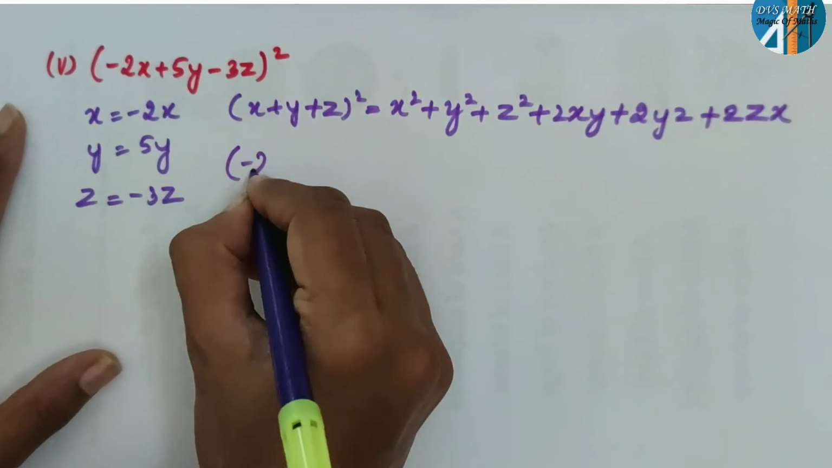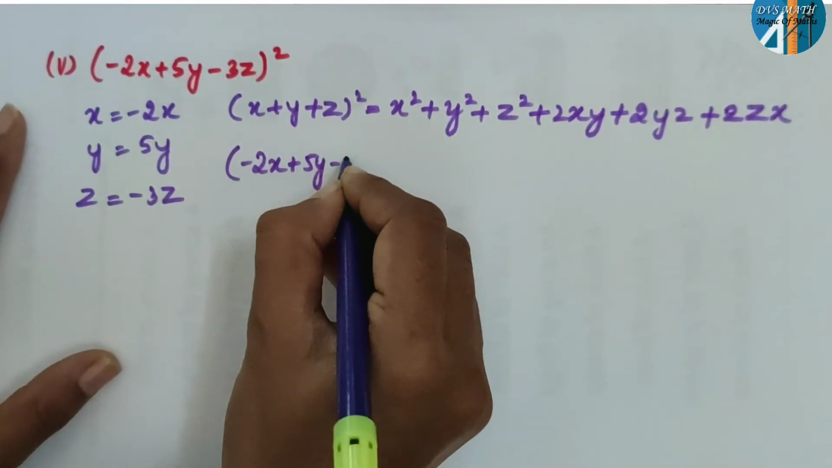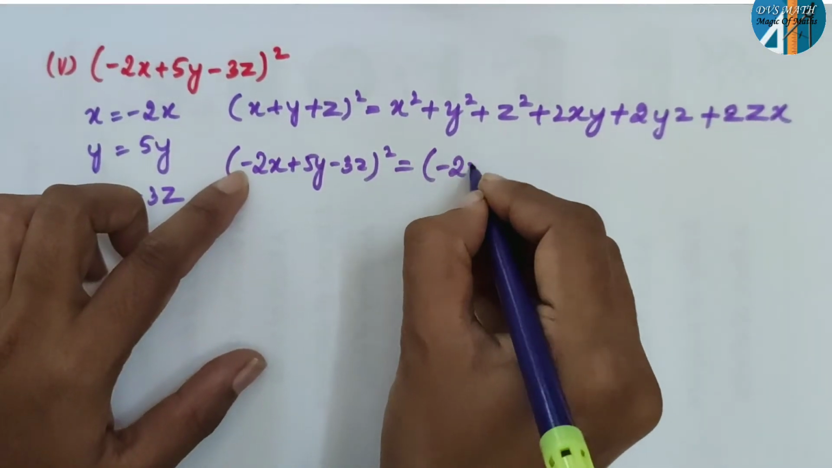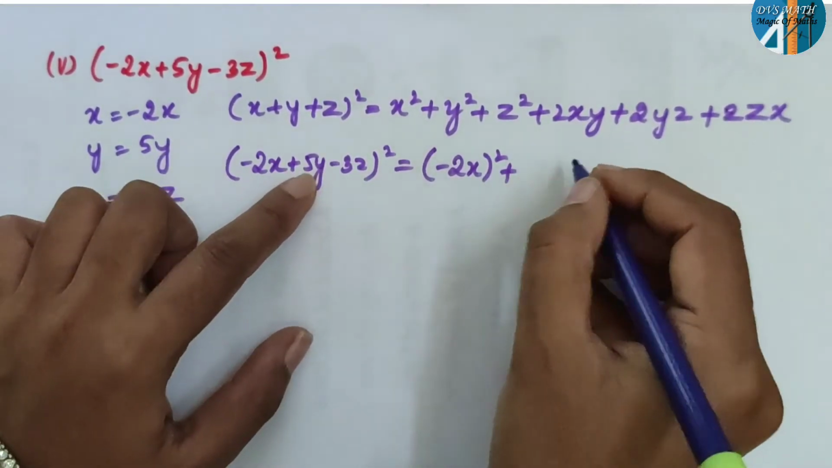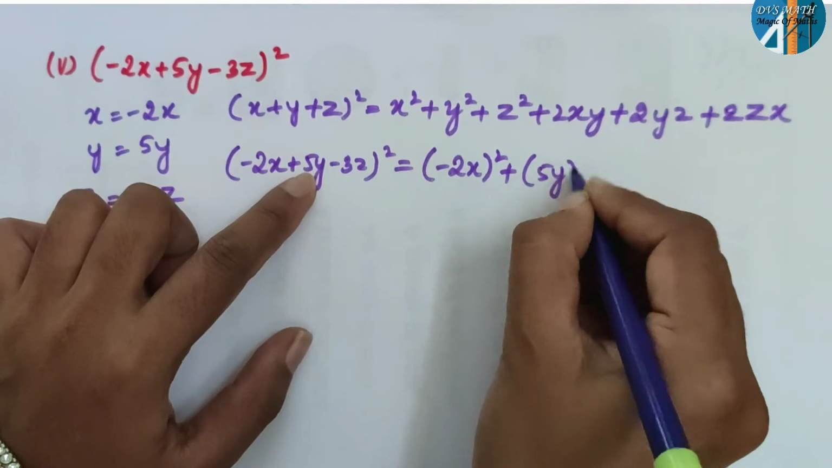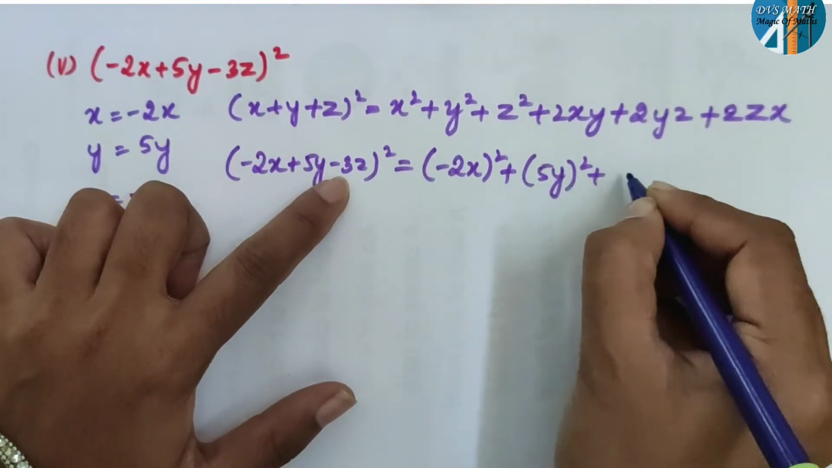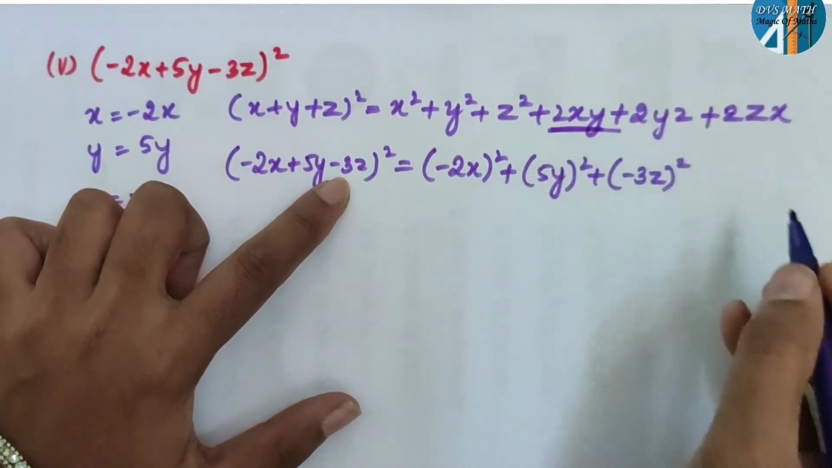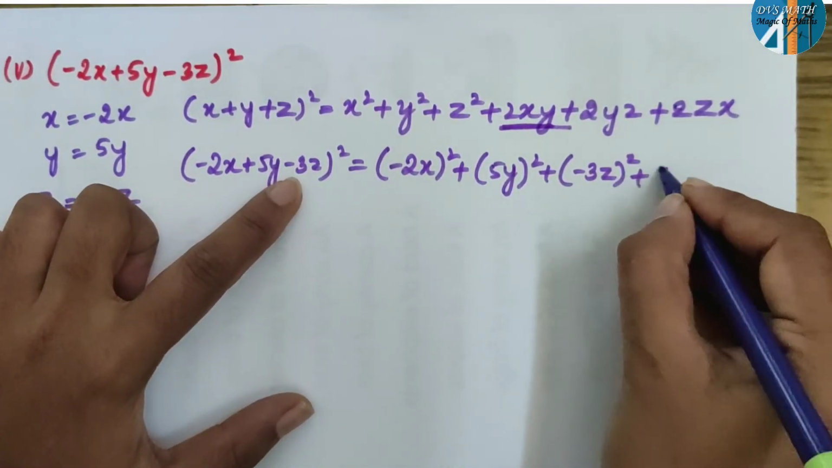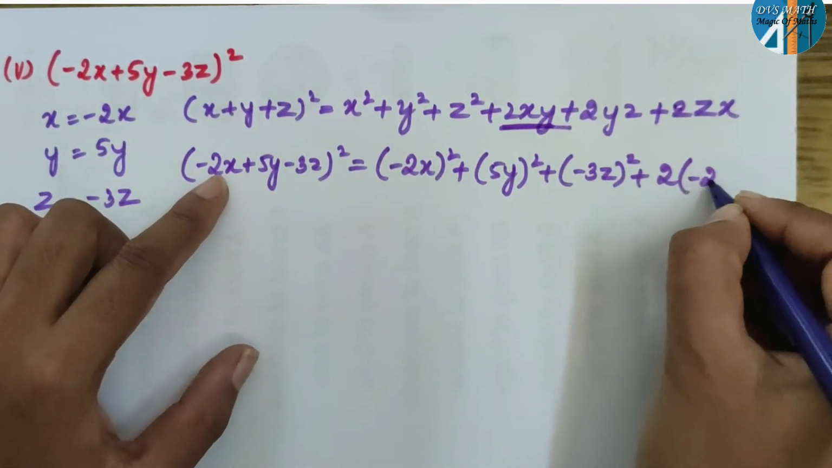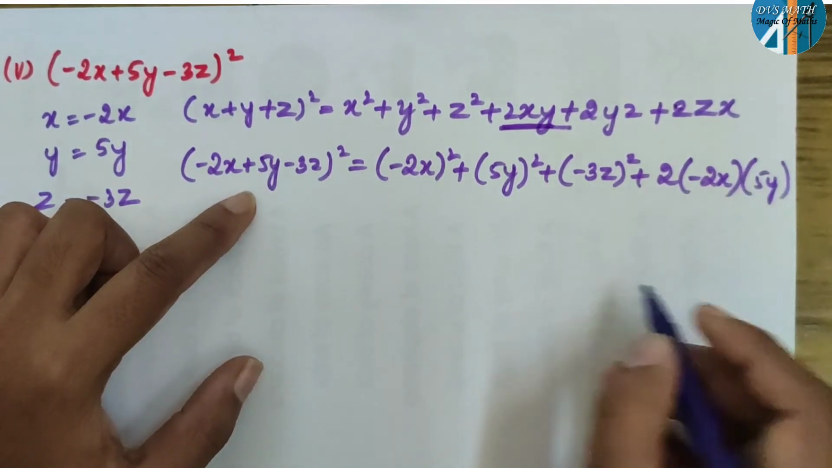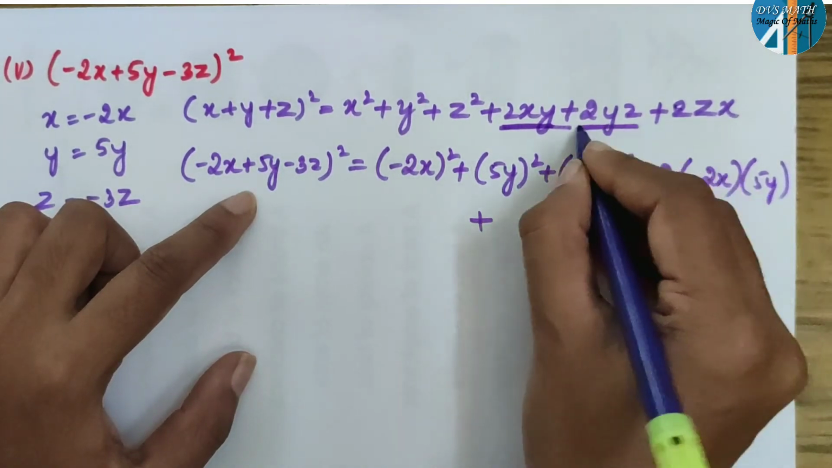So now we have (-2x + 5y - 3z) whole square. So in the place of x we have minus 2x whole square. In the place of y we have 5y whole square. In the place of z we have minus 3z whole square. Now first go for 2xy. So plus 2, what is x? Minus 2x. What is y? 5y. Okay.